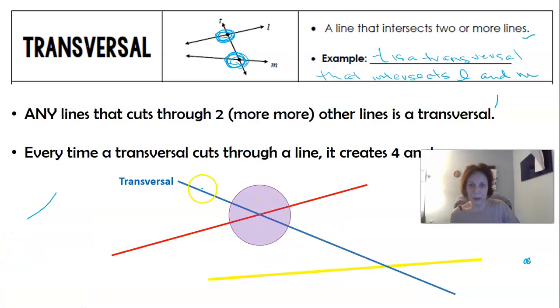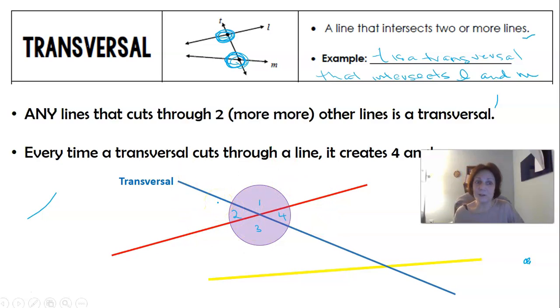Okay, I'm going to call them 1, 2, 3, and 4. Right? And we already know some relationships here. 1 and 3 are vertical. 2 and 4 are vertical. We would say 1 and 4 are adjacent. You could also call them supplementary or a linear pair. 2 and 3 also adjacent. 1 and 2 are adjacent. 3 and 4 are adjacent. There's all kinds of angle relationships here that we already know.